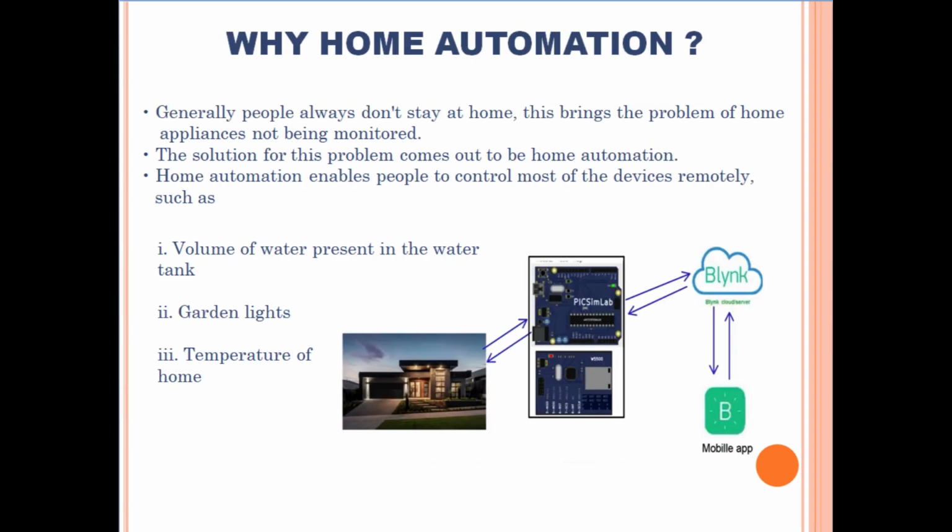Why should we use home automation? Sometimes there comes a problem where the home appliances are not being monitored. The solution for this problem turns out to be home automation. Home automation enables people to control most of the devices remotely, such as the volume of water present in the water tank, garden lights, and temperature of home.